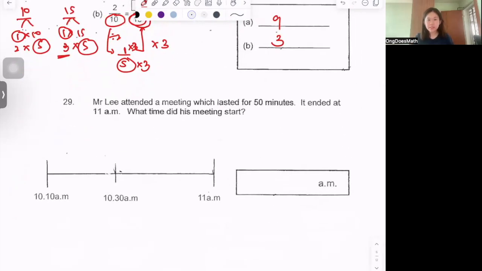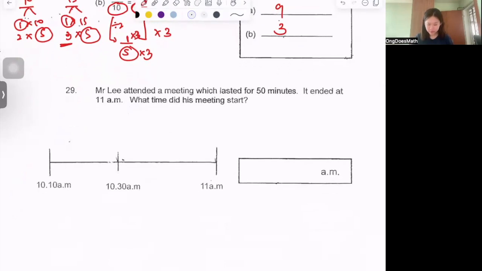Next, Mr. Lee attended a meeting which lasted for 50 minutes. It ended at 11 a.m. What time did his meeting start? Okay, so the timeline is actually printed out for you already. So what I can do is to go through this timeline for you. So usually for a time question, it will be really helpful if you can draw a timeline like what is shown here. So started at 11 a.m.